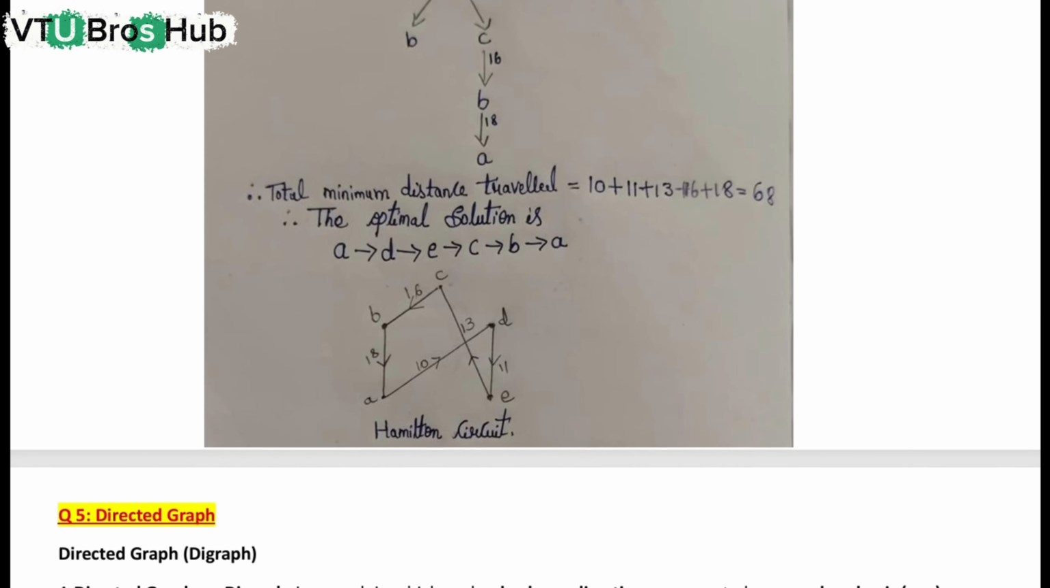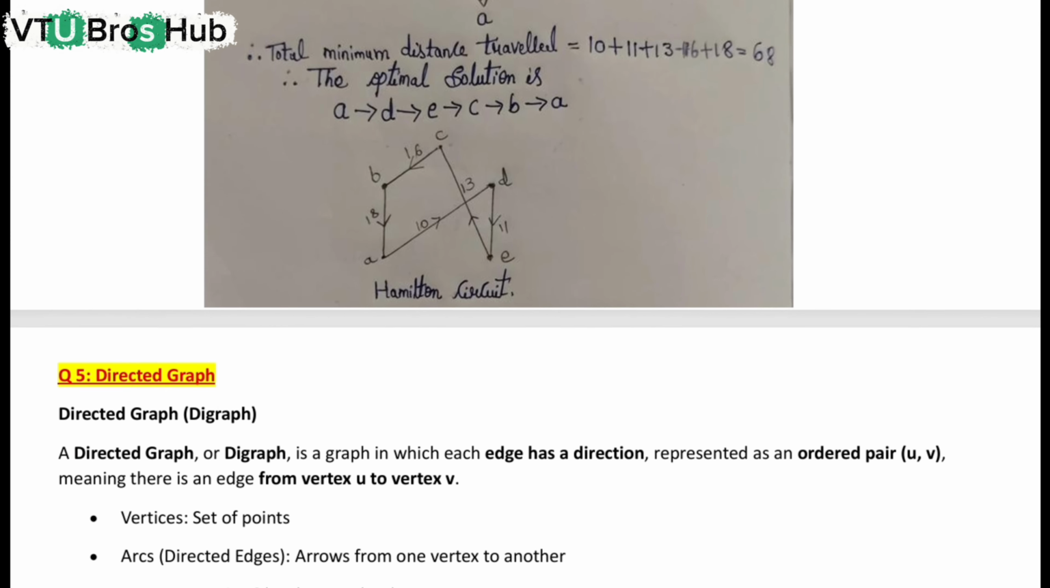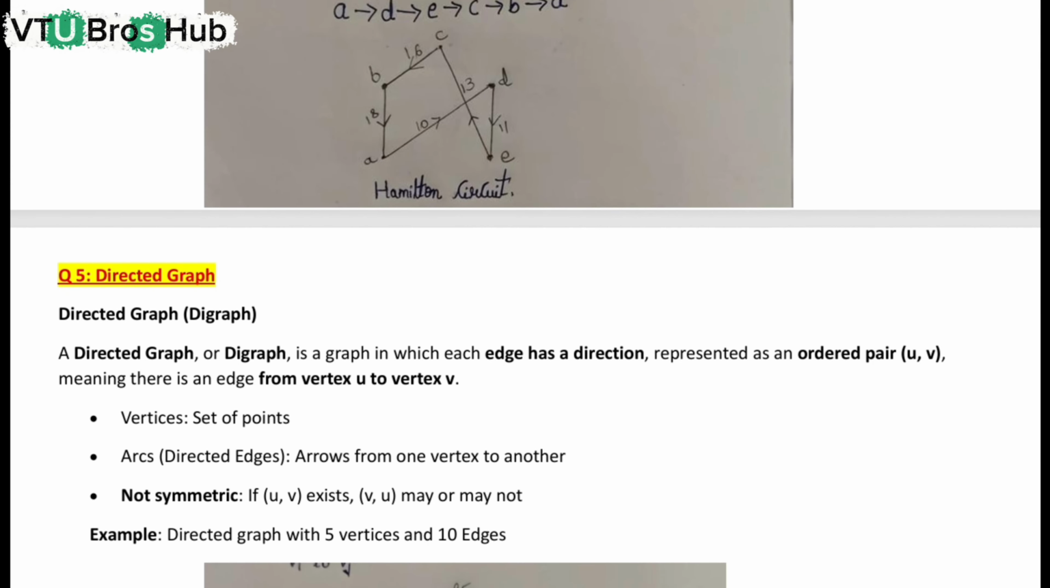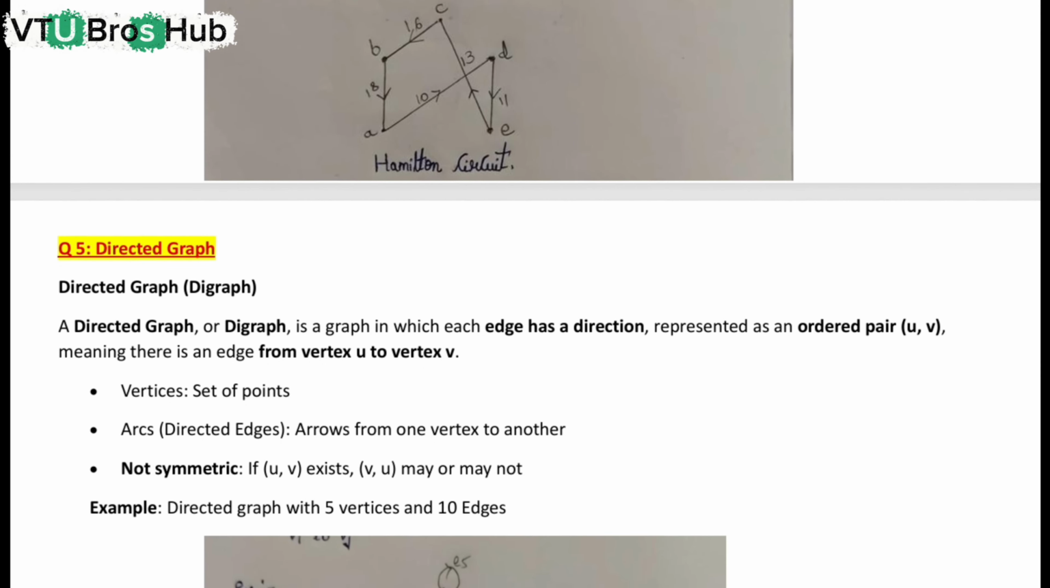Let's now go through another important VTU concept: directed graphs, also known as digraphs. Question: define directed graph. Find the in-degree and out-degree of the following graph. Definition: a directed graph, or digraph, is a graph in which each edge has a direction. It is written as an ordered pair (U, V), which means there is a directed edge from vertex U to vertex V.